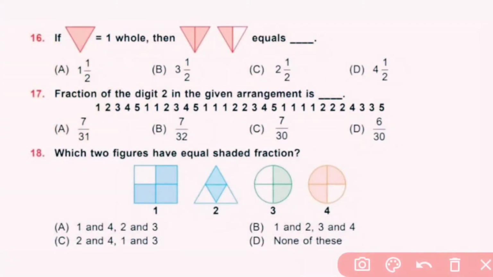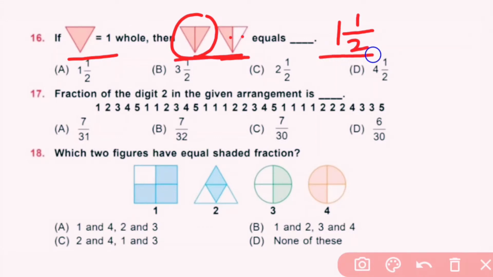Question number 16. If triangle is equal to 1 whole, then this is equal to dash. Here this first figure represents 1, and in this figure there are total 2 equal parts and out of 2, one part is shaded. So it equals 1 and a half. So here A is the correct answer.